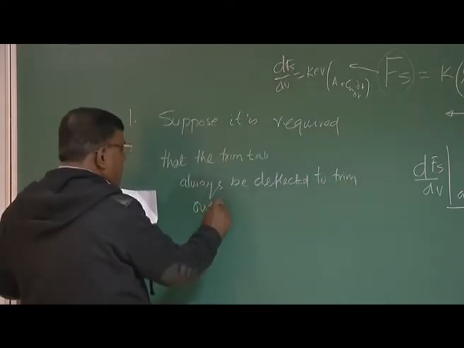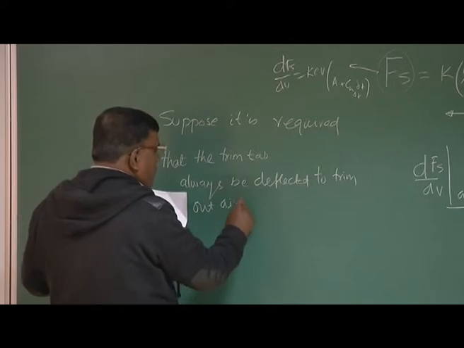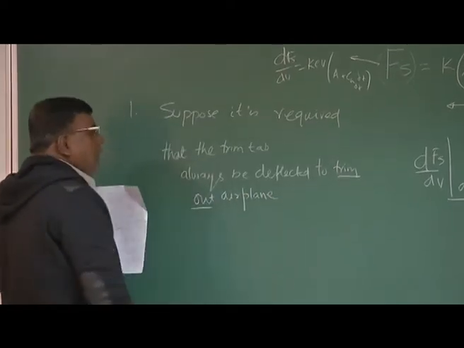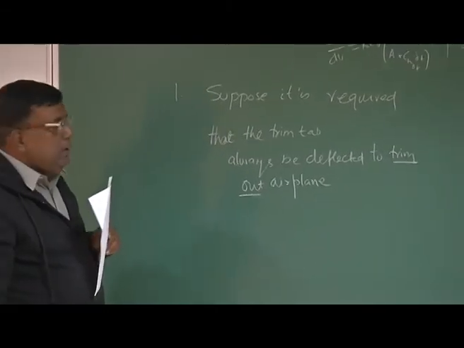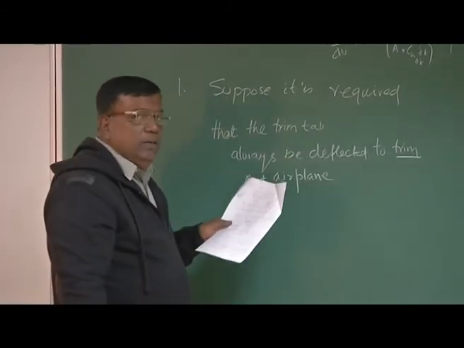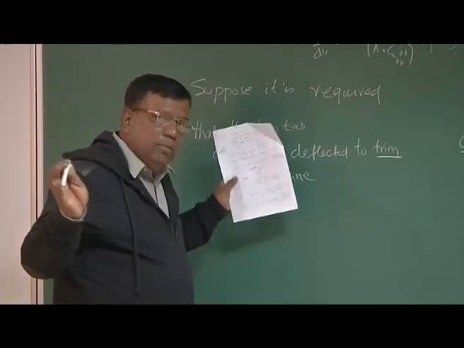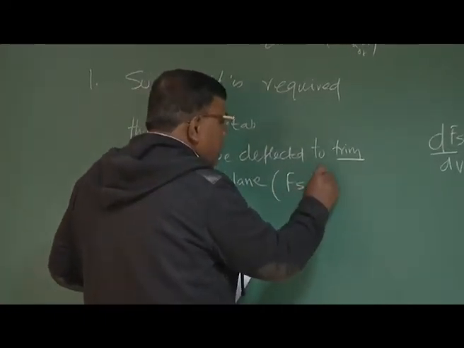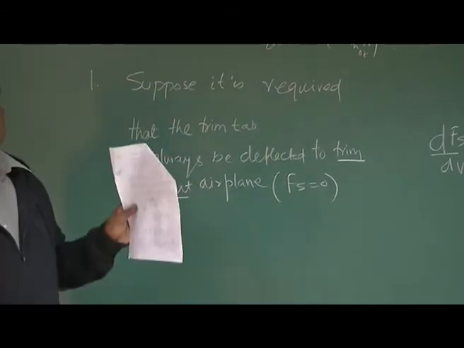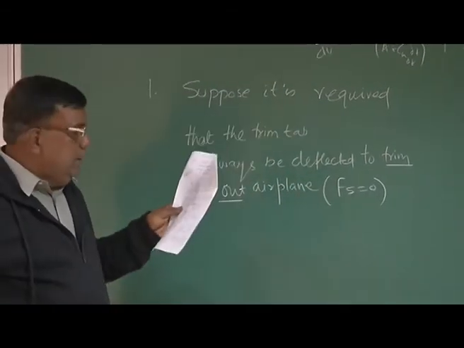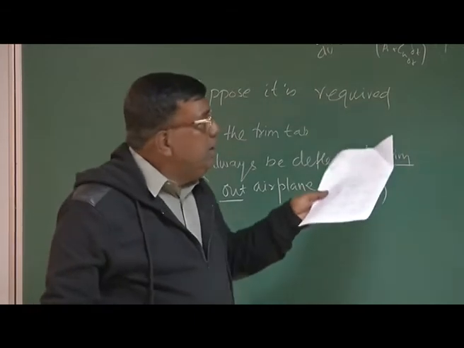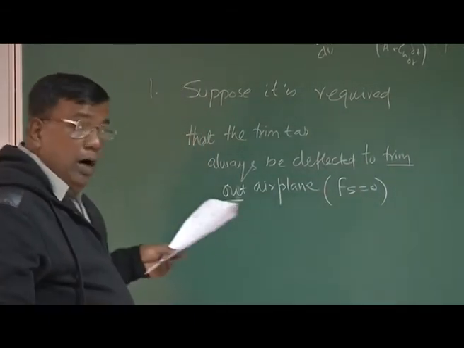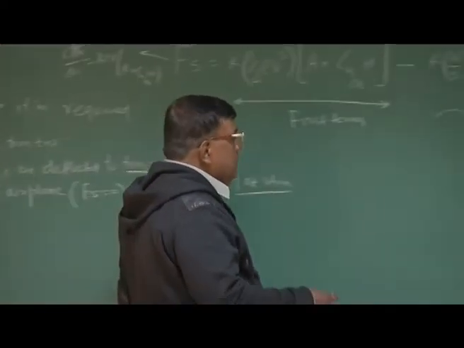This is the language the pilot will be using. Remember, he is the most important person for us. The pilot will say, I have trimmed out the airplane. It means it's hands-off, Fs equal to 0. No stick force is required, and you can fly like this. This job is done by delta t all the time. And you know how it is done? The mechanism we have already discussed.